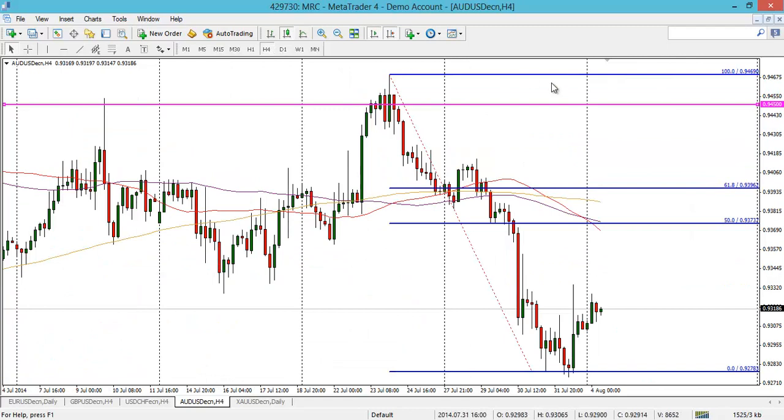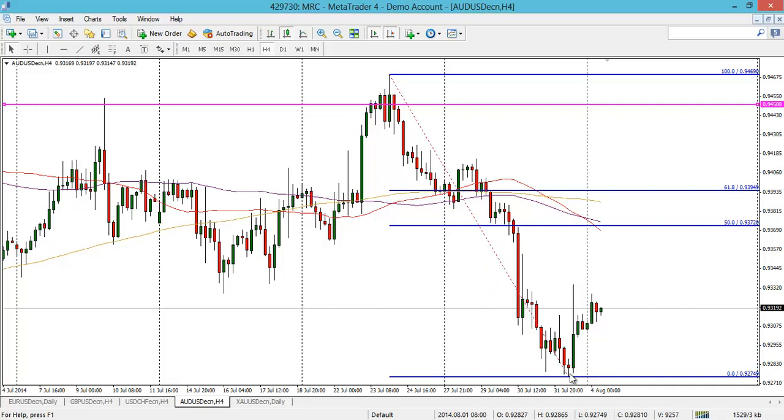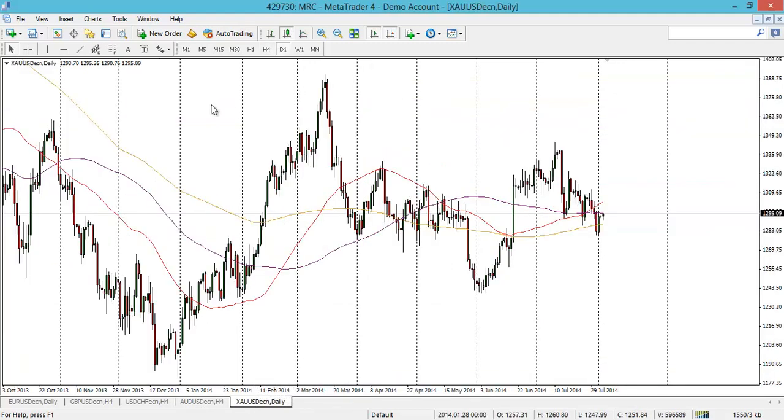It's the same on the 4 hour as well, so nice and simple on the 4 hour chart zoomed in here. So it's the high of the 4 hour chart to the low of the 4 hour chart. So it's pretty much that high of that week in July to the low of last week. And that 50% comes at 0.9372 there. So that's it on Aussie. Let's have a look at the gold chart and what's going on.